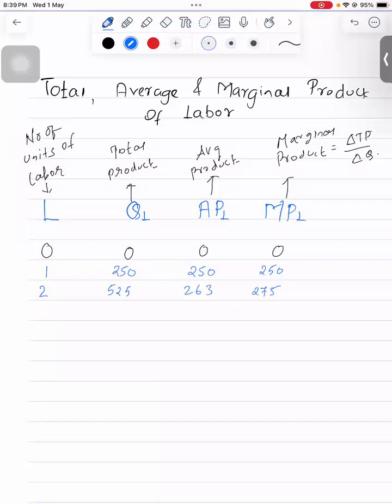Complete this table till 8th worker. I will give you the total product information. You guys complete this table in your notebooks till 8th labor. Once you are done, do let me know.